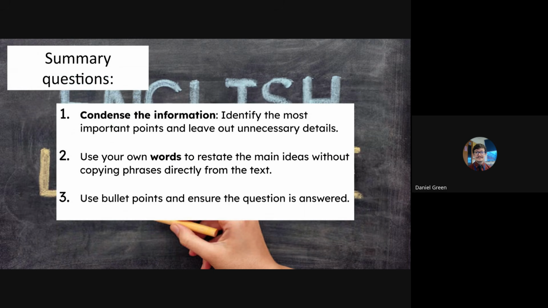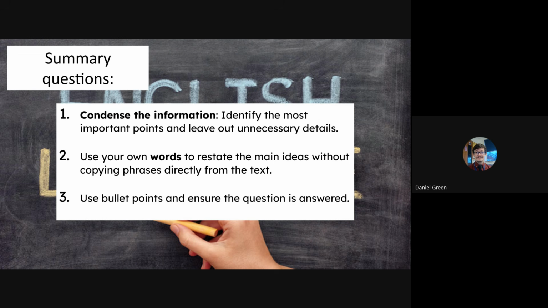All right, for summary questions, you're condensing the information, and so by identifying the most important points and leaving out any unnecessary details. You use your own words to restate the main ideas without copying any phrases from the texts. And please use bullet points and ensure the question is answered when you use those bullet points.